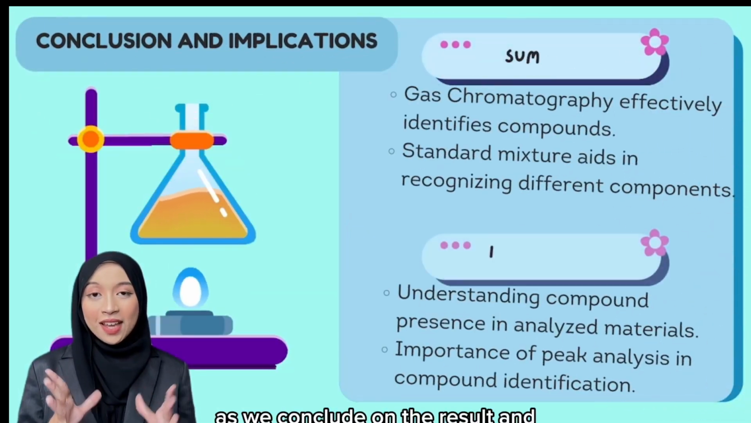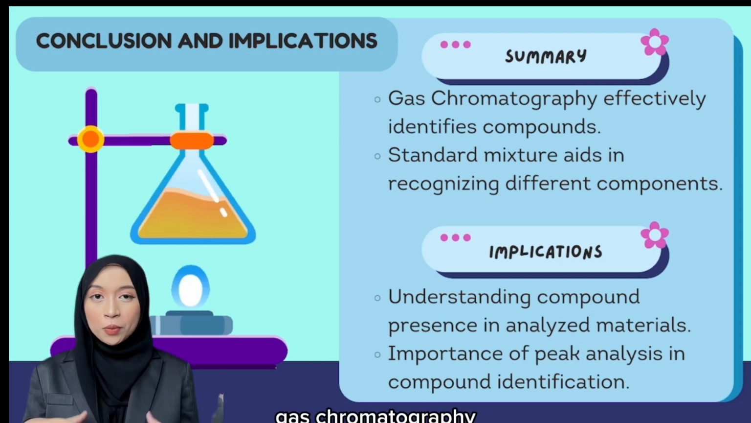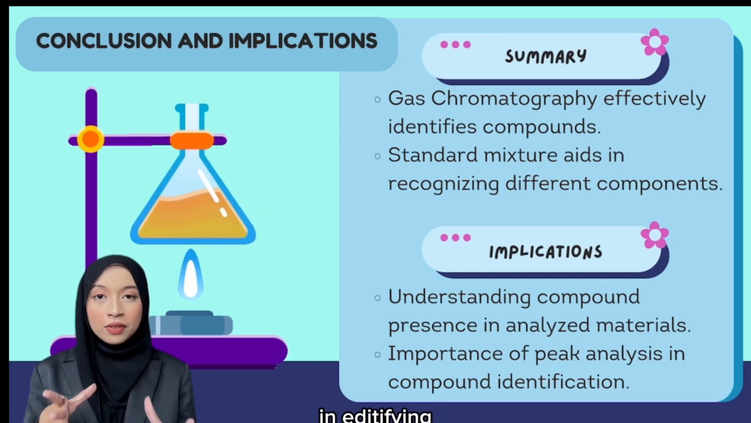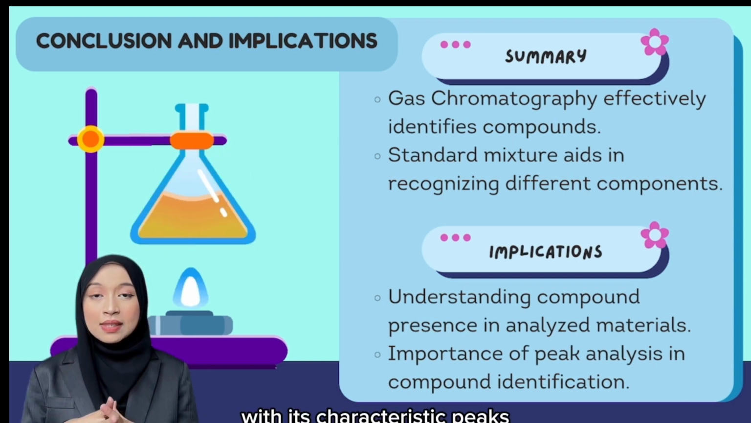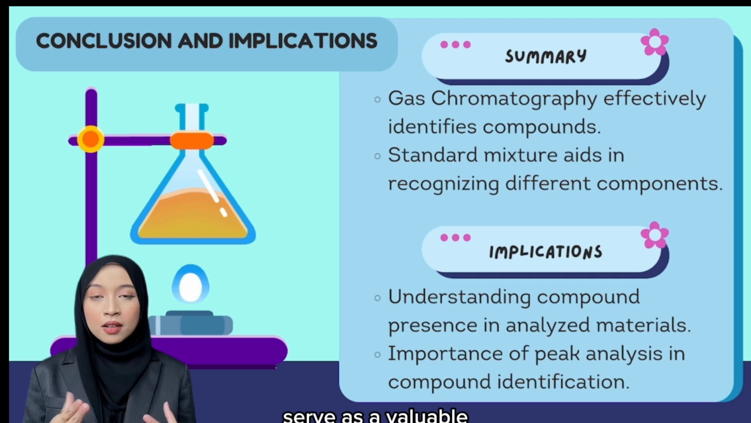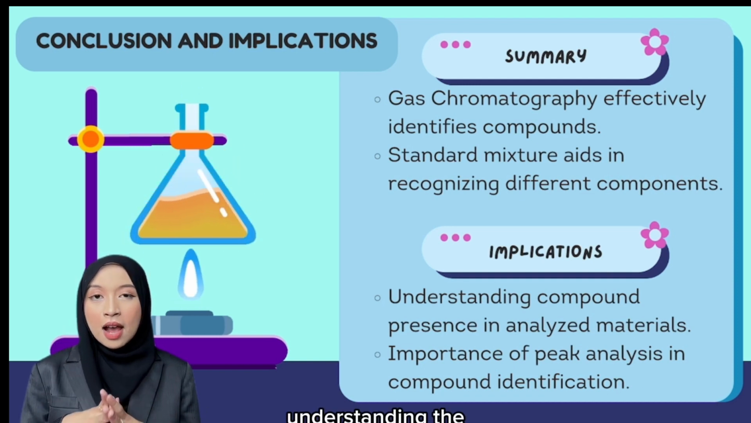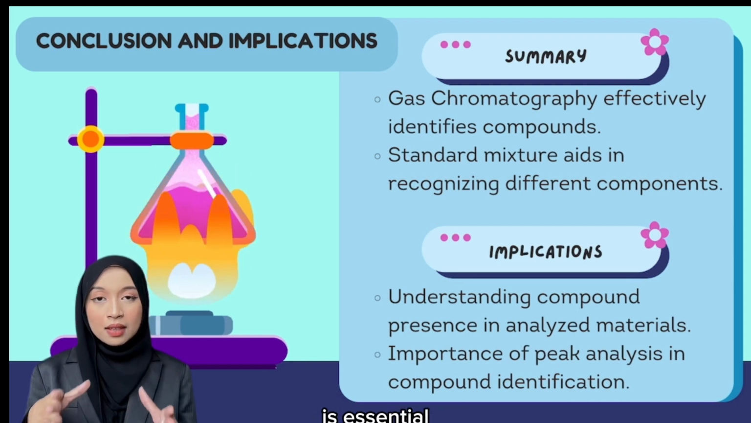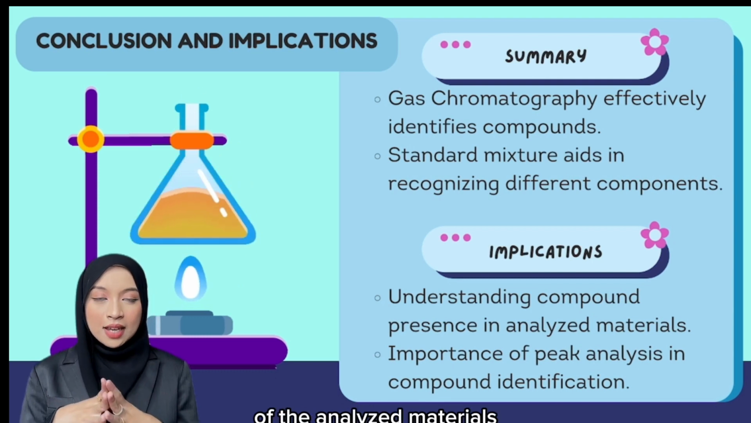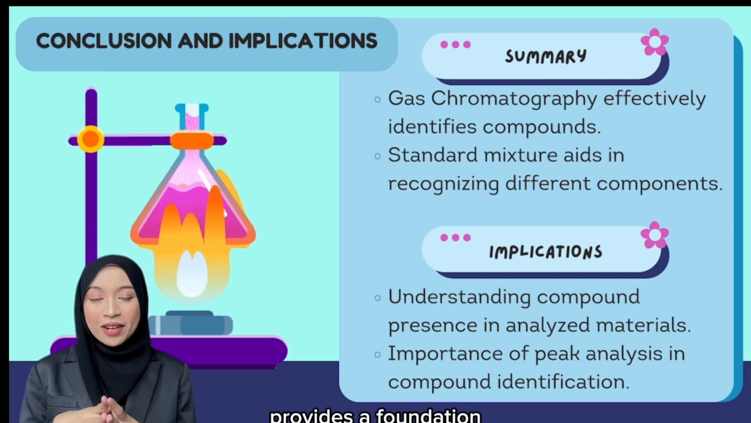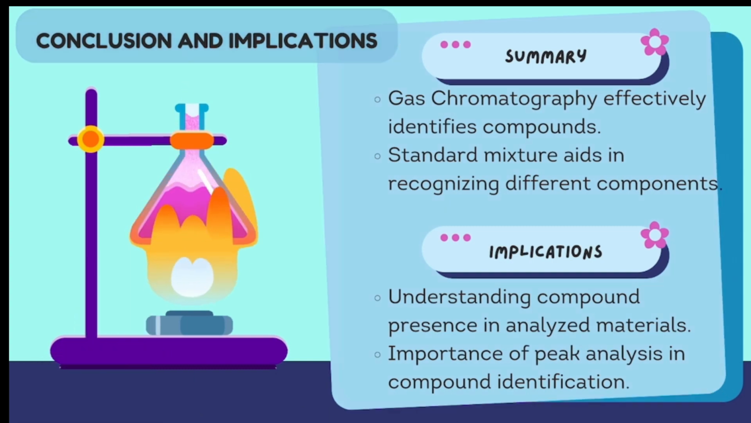Moving on to the next slide, as we conclude on the result and discussion slide, we summarize our findings. Gas chromatography has proven to be effective in identifying compounds in our samples. The standard mixture with its characteristic peaks serves as a valuable reference for recognizing different components. Understanding the implications of these peaks is essential for comprehending the chemical makeup of the analyzed materials. Our analysis provides a foundation for further exploration and applications in various fields.